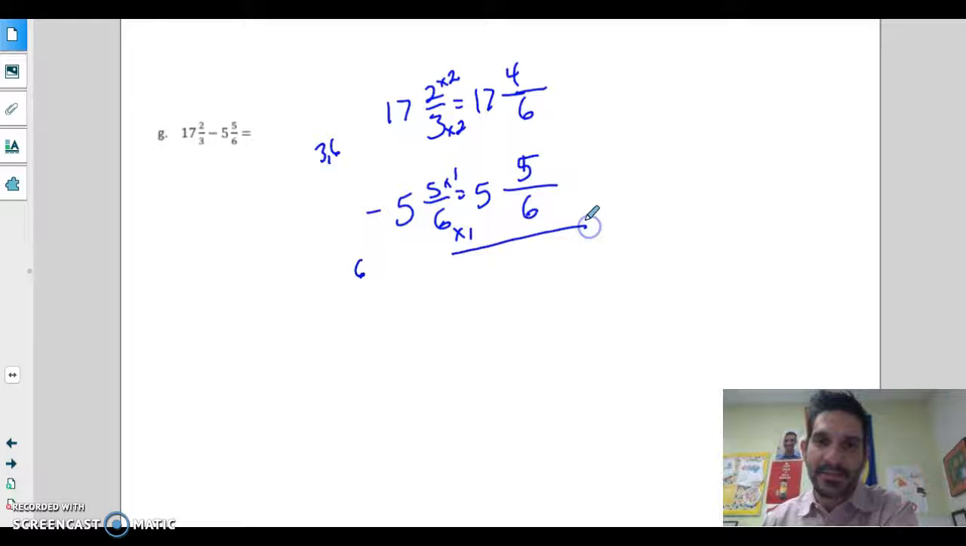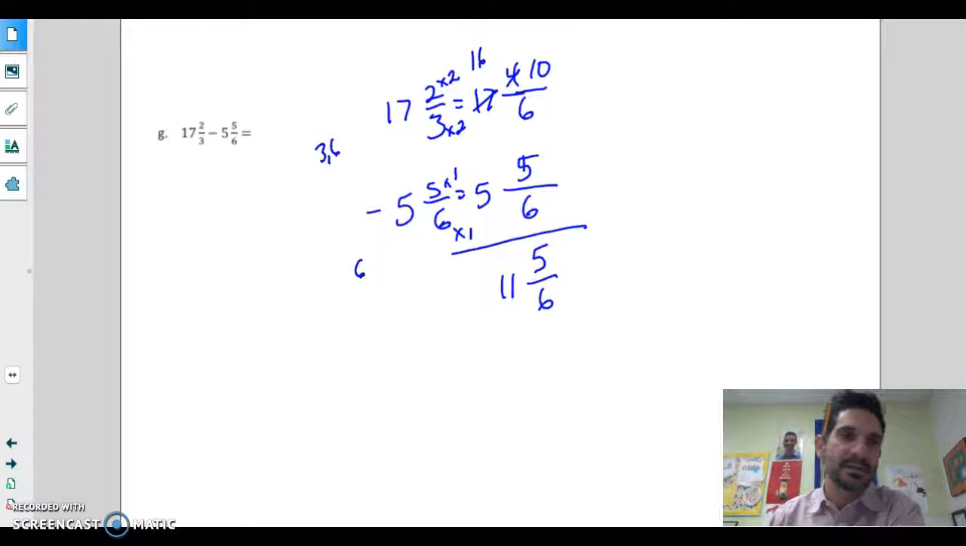So again, like the last problem, we can't take 5 from 4. So I'm going to borrow from the 17, make it a 16. What did I just borrow? I borrowed 6 sixths. So 6 sixths plus 4 sixths is 10 sixths. And that will give me 5 sixths. And 16 minus 5 is 11. So there's my answer. Next problem.